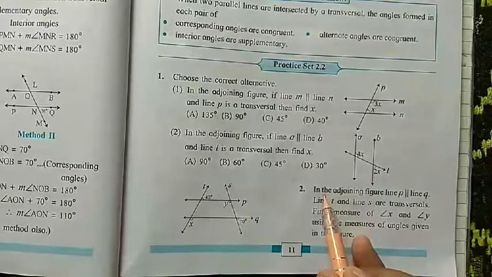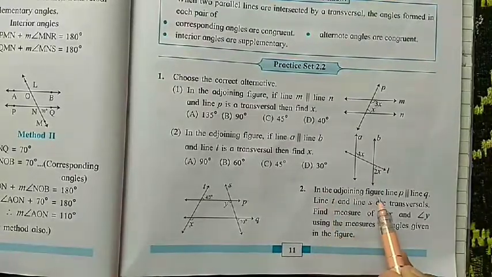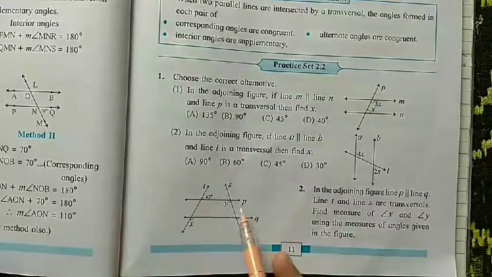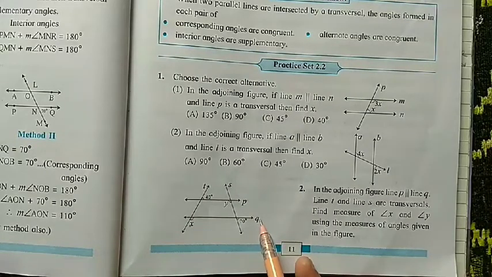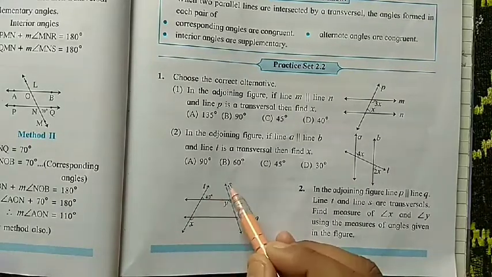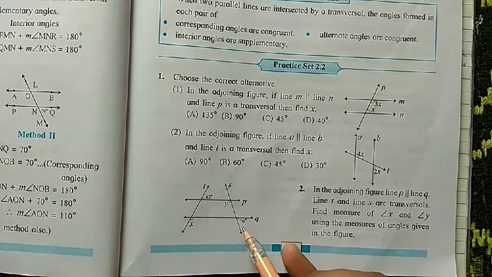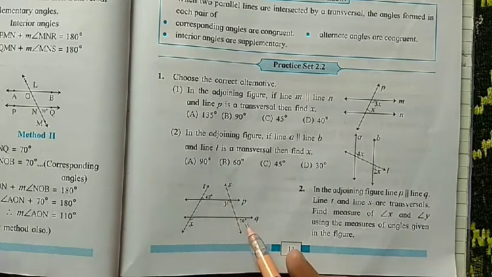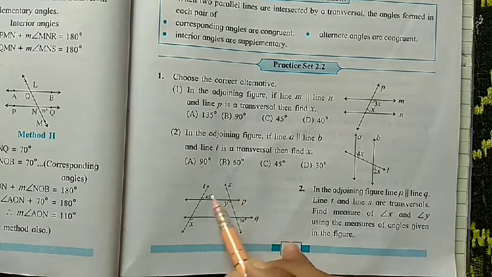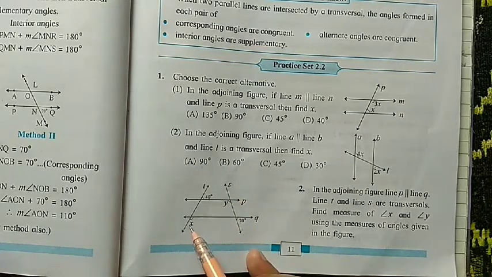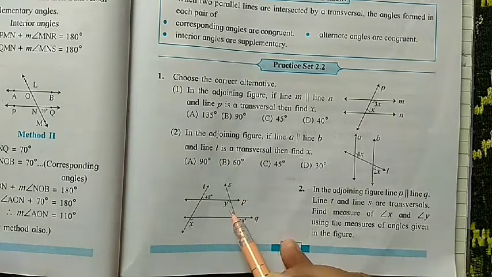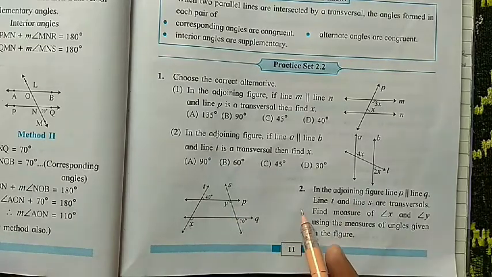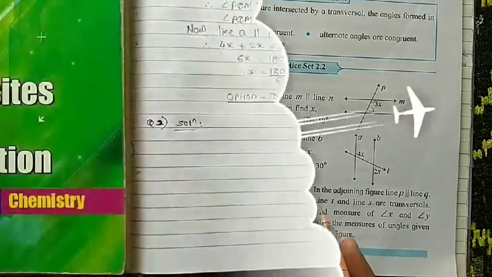Now let's move to question number 2. In the adjoining figure, line P is parallel to line Q. Line T and line S are their transversals. This angle is of measure 40 degrees and the measure of this angle is 70 degrees. So with the help of this, find the values of angle x and angle y. So now let us see the solution of this question.